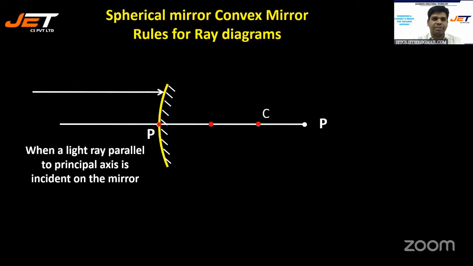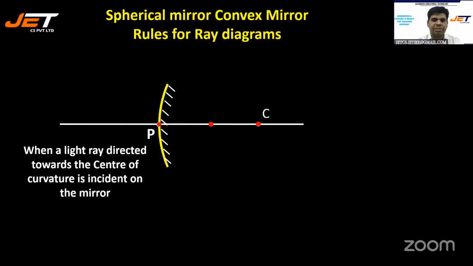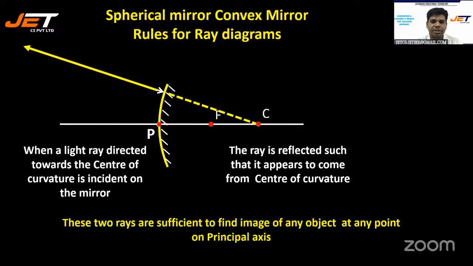I've got a ray parallel to the principal axis. After reflection, when traced backwards, extended backwards, it passes through the principal focus. Another ray directed towards the center of curvature will hit the mirror perpendicularly, rebound perpendicularly, and retrace the path. Now, these two rays will be sufficient for us to trace the image of a given object in the convex mirror case.